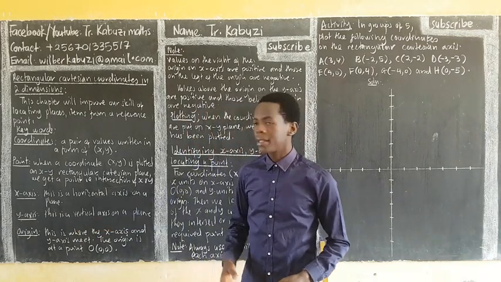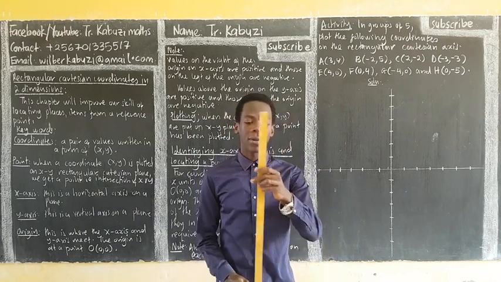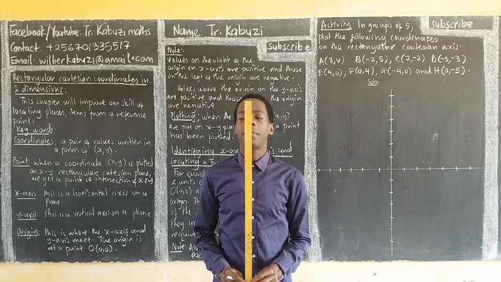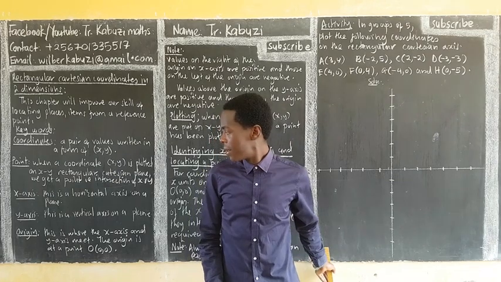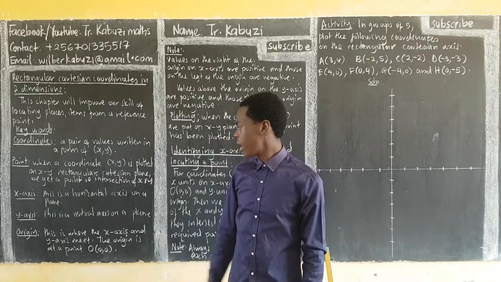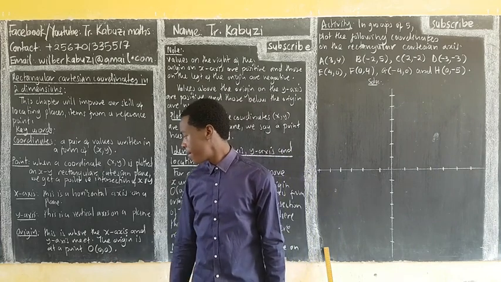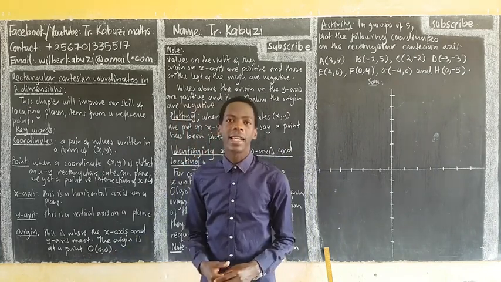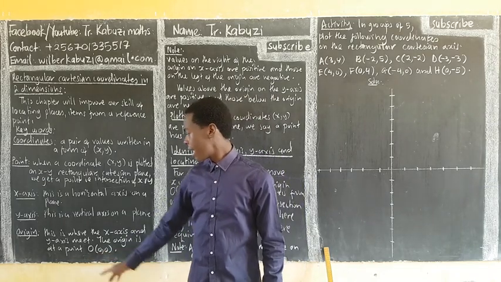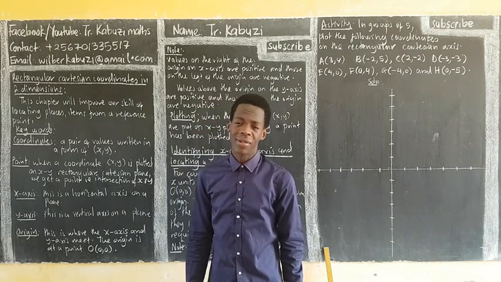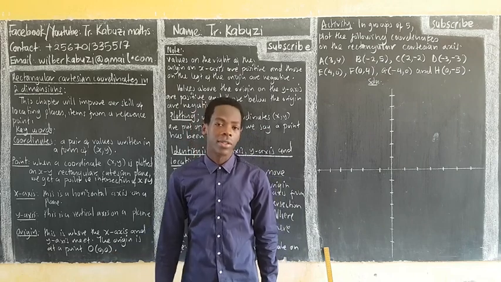Then the vertical axis, from here up to down, is called the y-axis, as long as this one we call vertical. Then the origin: this is where the x-axis and the y-axis meet. The origin is at point O, (0, 0). In most cases, not all cases, our origin is going to be noted by the letter O, with coordinates (0, 0).